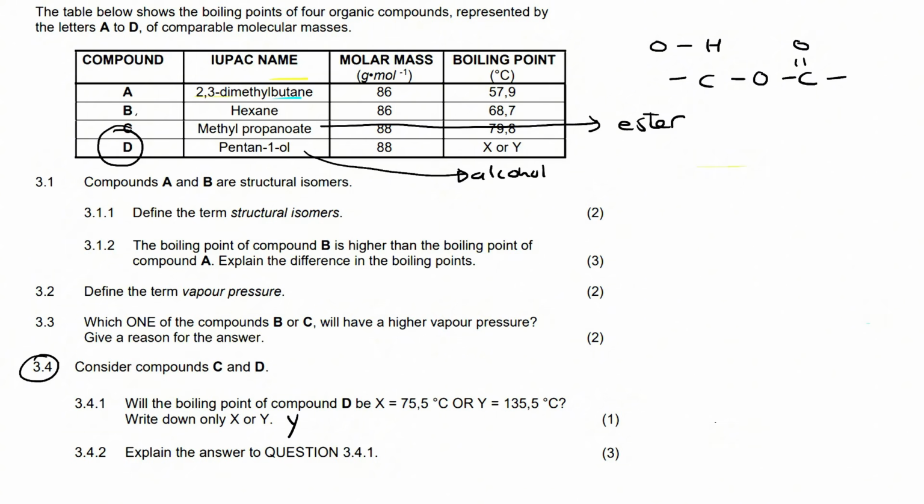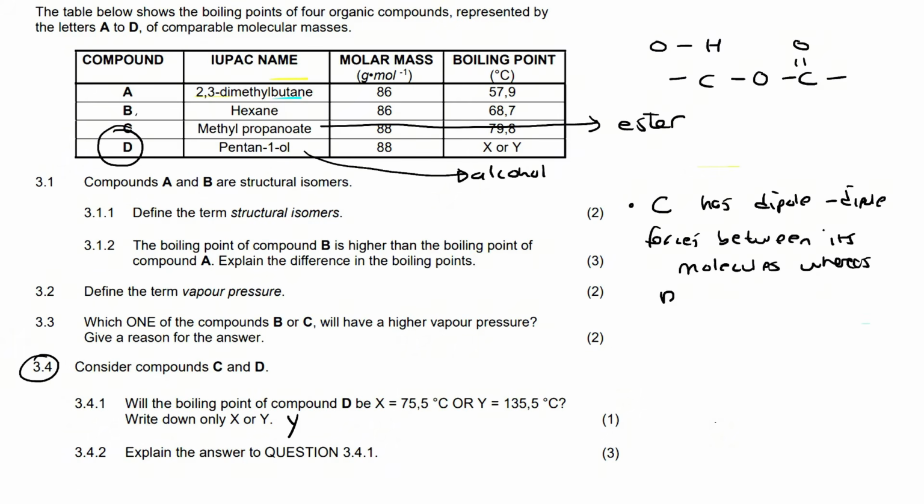We first mention the intermolecular forces. So normally it's a 4-mark question, but now it's just a 3-mark question. So your first step can just be to say what the dominant intermolecular force is for each molecule. So we could say that compound C has dipole-dipole forces between its molecules, whereas D has hydrogen bonding. Yes, they also have London forces, and alcohols also have dipole-dipole, but we're just going to mention the dominant one. So D has hydrogen bonding.